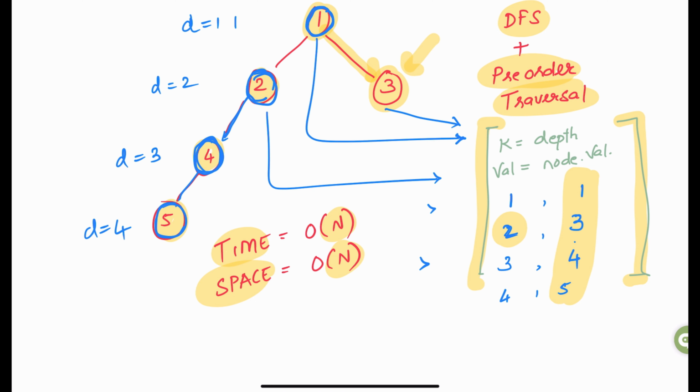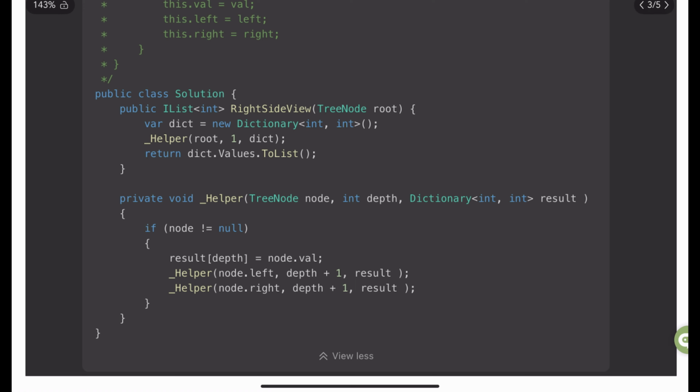Let me show you how we can implement this using C#. Here is my C# solution. I start by initializing a dictionary of type integer and integer to maintain the collection of the depth and the node value, and then calling this helper method, which will help me traverse through the entire binary tree using preorder traversal. In this method, I am first processing the root node. If the key exists, it will replace its corresponding value, and if it doesn't exist, it will add one. I am then recursively calling the helper method, passing the left node and following that the right node.